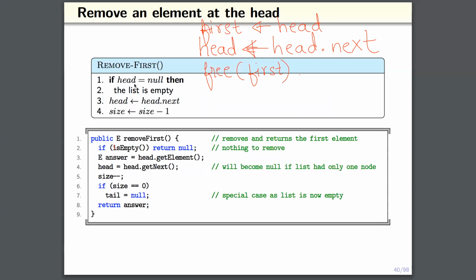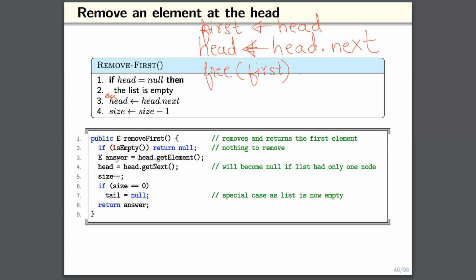Okay, so if head is equal to null, the list is empty. Else head is equal to head dot next. I should have written this as else. So if head is null, you cannot remove any element. Else head is equal to head dot next, size is equal to size minus 1. Look at the code here. If it is empty, return null, because you cannot delete from an empty list.